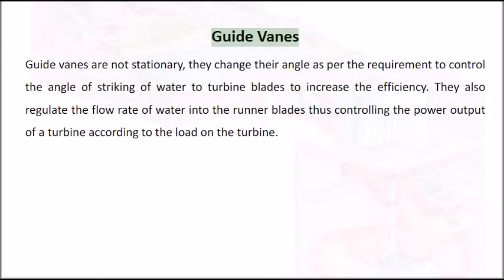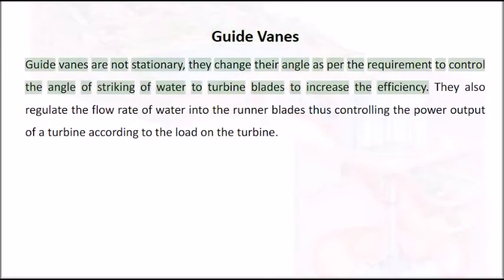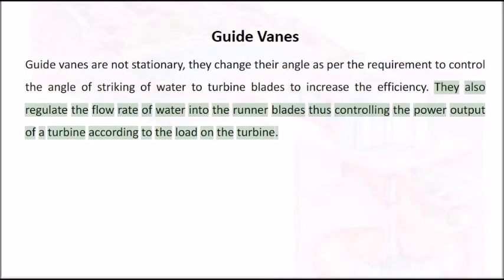Guide vanes. Guide vanes are not stationary, they change their angle as per the requirement to control the angle of striking of water to turbine blades to increase the efficiency. They also regulate the flow rate of water into the runner blades, thus controlling the power output of a turbine according to the load on the turbine.